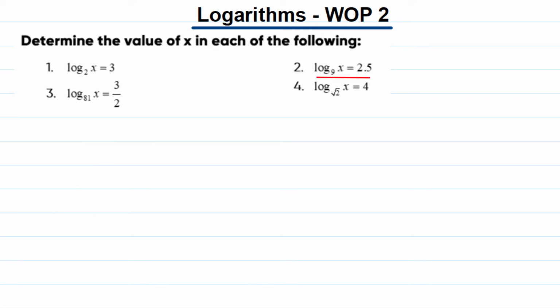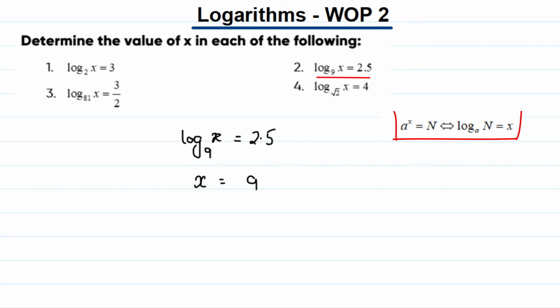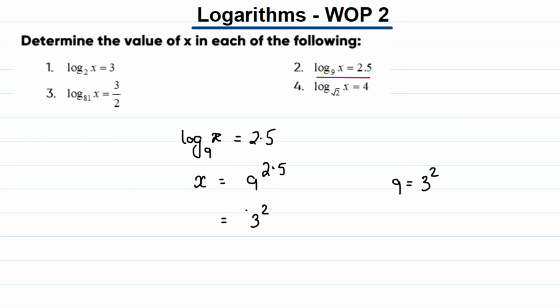Let's move on to the next problem. Problem number 2. So here we have log of x to the base of 9 equals 2.5. So if we rewrite it in the exponential form, x will be equal to 9 raised to the power of 2.5. Now 9 can be rewritten as 3 squared, which will give us 3 squared whole raised to the power of 2.5. Now using the laws of exponents, we'll simply have 2 multiplied by 2.5, so that should give us 5. So 3 raised to the power of 5, that should give us 243. So this is going to be the value of x.